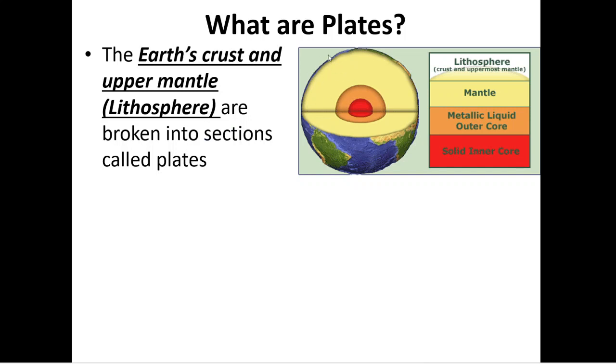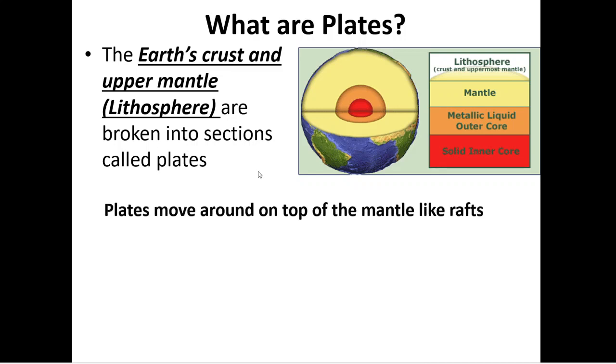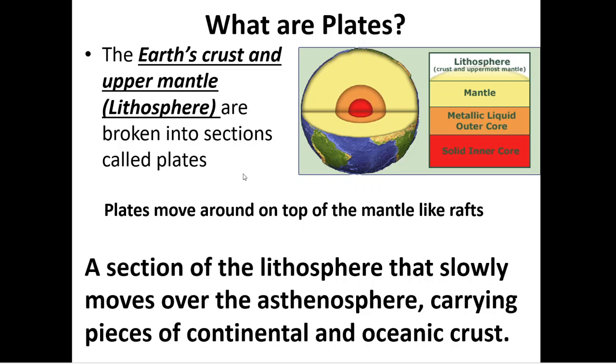Okay, and everything on the crust is broken up into what we call plates. And plates move around on top of that mantle or lava, just like rafts. So it just kind of moves and they flow based on how the lava and the heat move underneath the Earth. Okay, and then a section of the lithosphere that slowly moves over the asthenosphere, which is down here, which is talking about more the center, carrying pieces of the continental and oceanic crust. And we'll talk more about that throughout these notes.